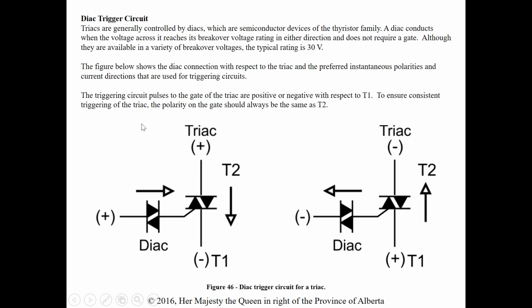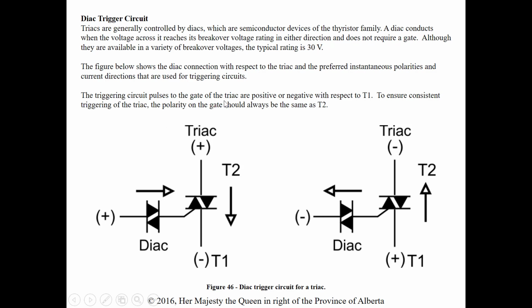The figure below shows the Diac connection with respect to the triac and the preferred instantaneous polarities and current directions that are used for triggering circuits. Again, we'd like to see this gate polarity the same as T2. So when T2 is positive, the gate is positive. When T2 is negative, the gate is negative.